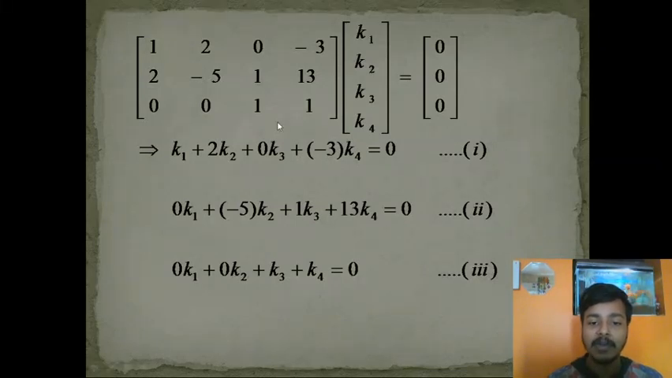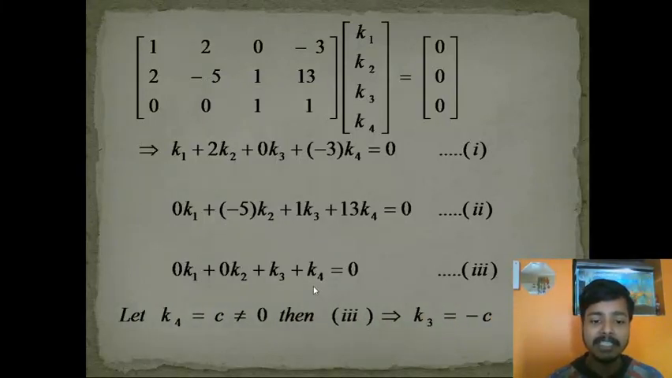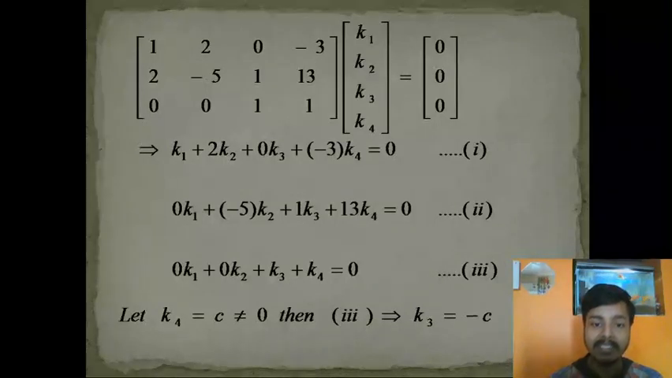So what we'll do is take n minus r. What is n? 4. What is r? 3. So n minus r is 4 minus 3, which is 1. So I need to take one variable as an arbitrary constant. So let us take k4 as c. Now I will put the value of k4 as c in equation 3, and I will get k3 as minus c. Now I have k4 and k3. I will put them in equation 2 to get the value of k2, and the rest of the values in equation 1 to get k1.